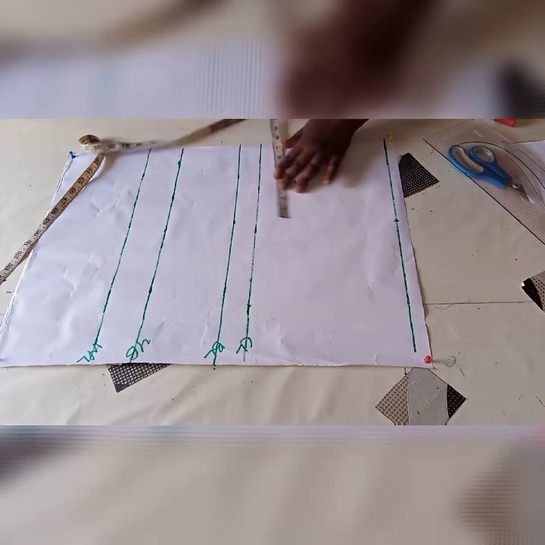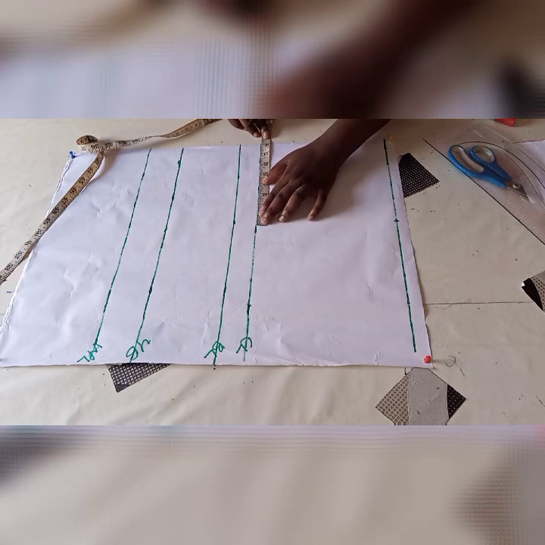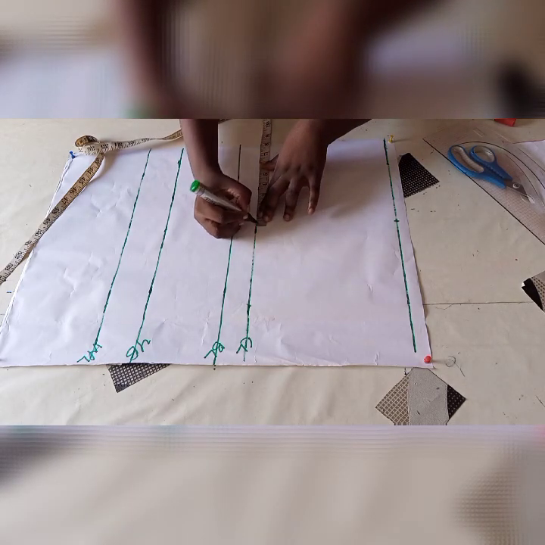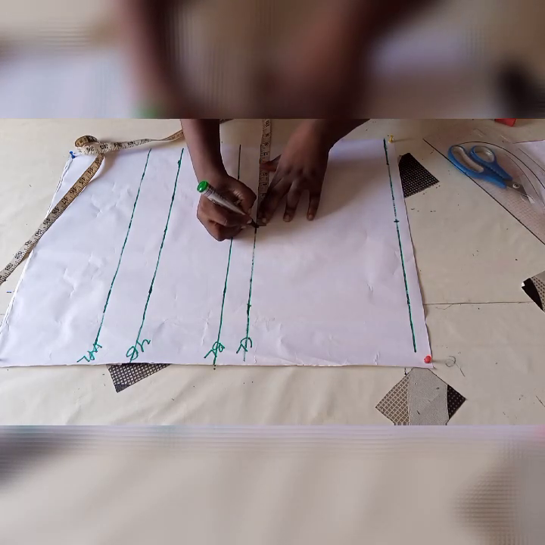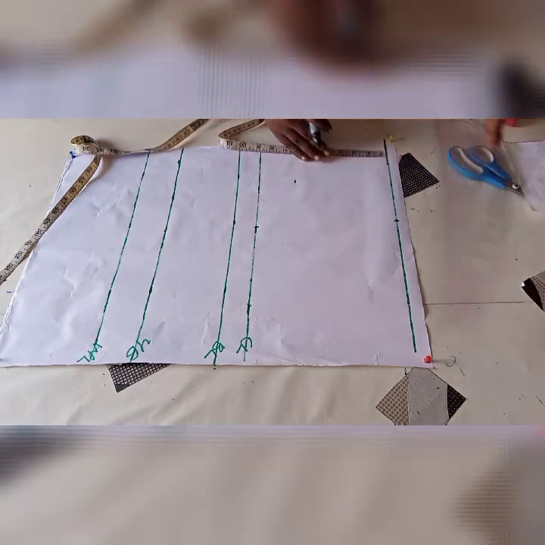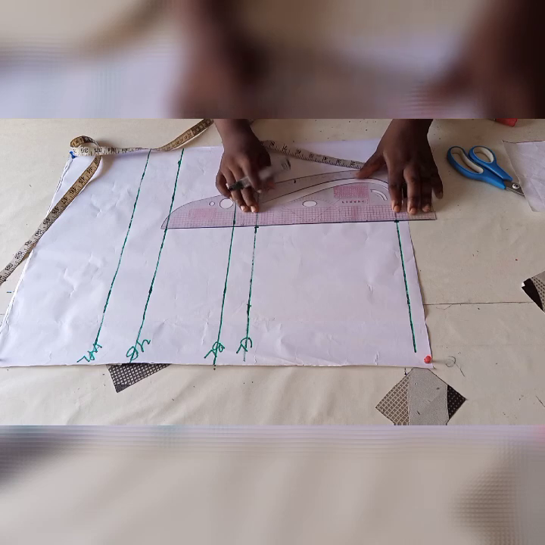So here I'll come to the chest line. I'll measure 8 from here, also the shoulder divided by 2. So that same 8 I took here, I'm going to measure it here also. So this is 8. I'll make it a straight line from here.